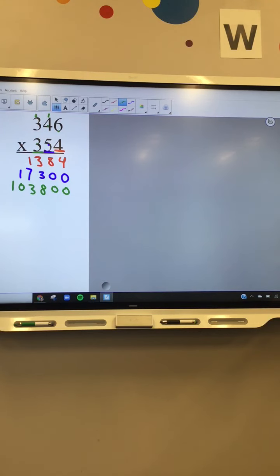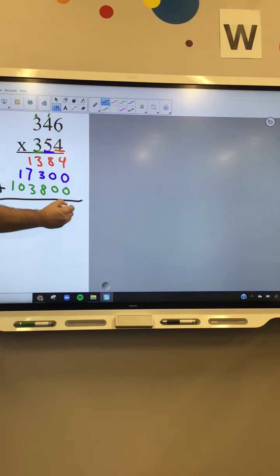346 added 300 times. 300 groups of this number, 346. Okay? Good job. So I wanted to know what 300 groups plus 50 groups and 4 groups altogether was, so I need to add all these up.